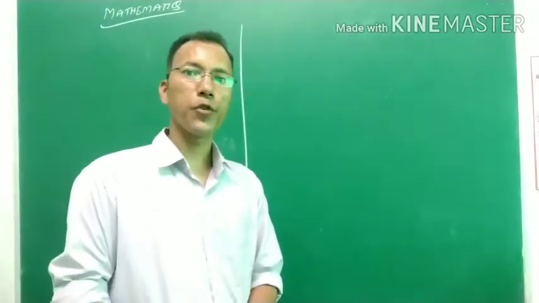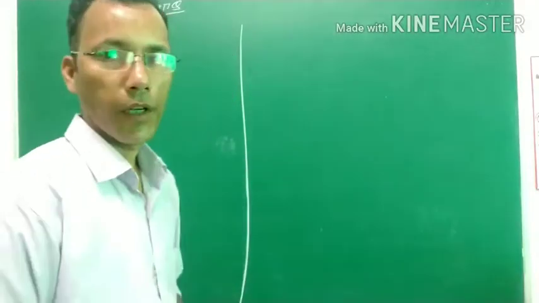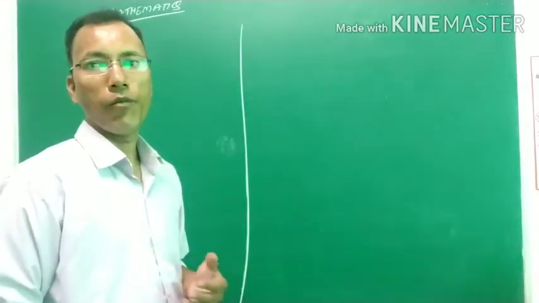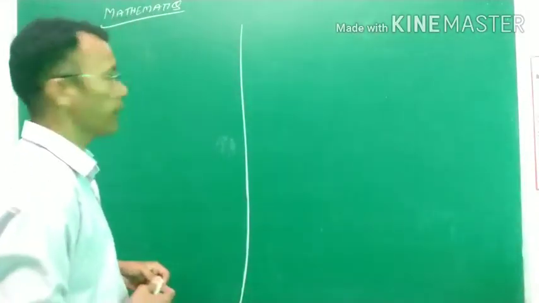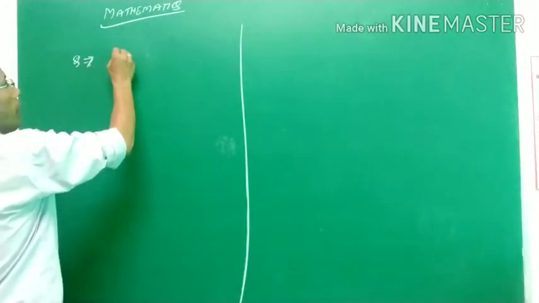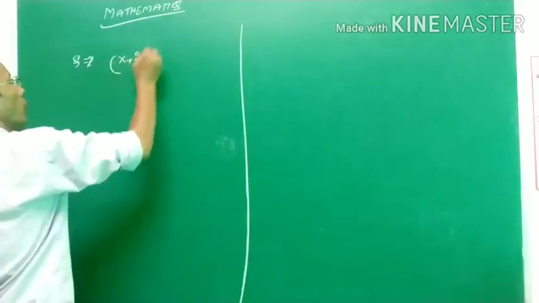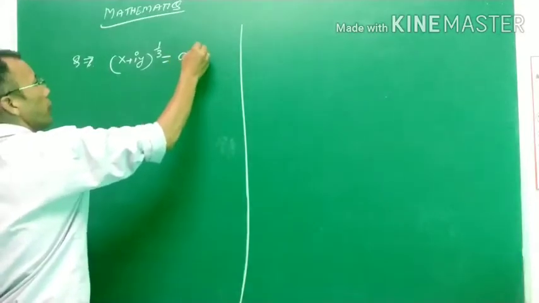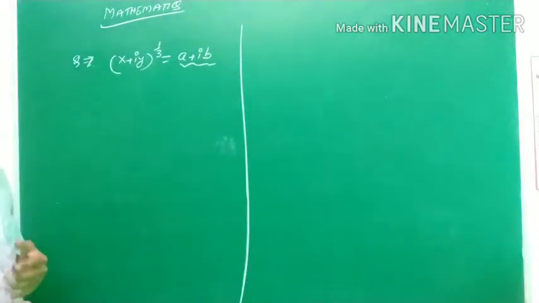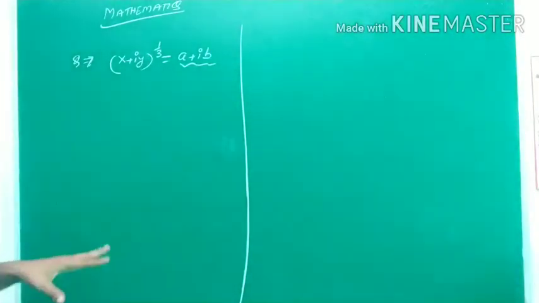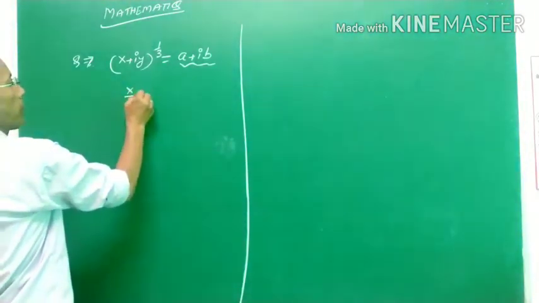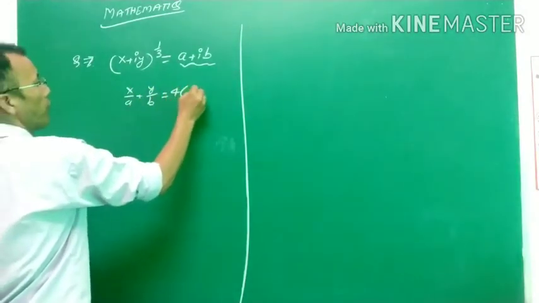In previous sessions we have solved problems related to complex numbers, where we have written the expression in the form of a plus iota b. Now there is another problem. See, this question is: if (x plus iota y) to the power 1 by 3 is equal to a plus iota b, find x and y in terms of a and b. Prove that x upon a plus y upon b is equal to 4 into (a square minus b square).